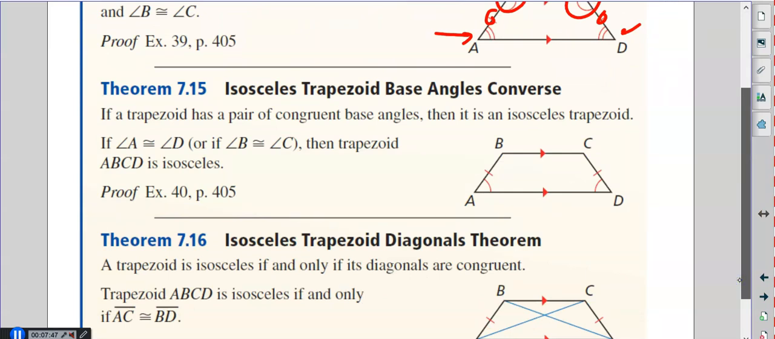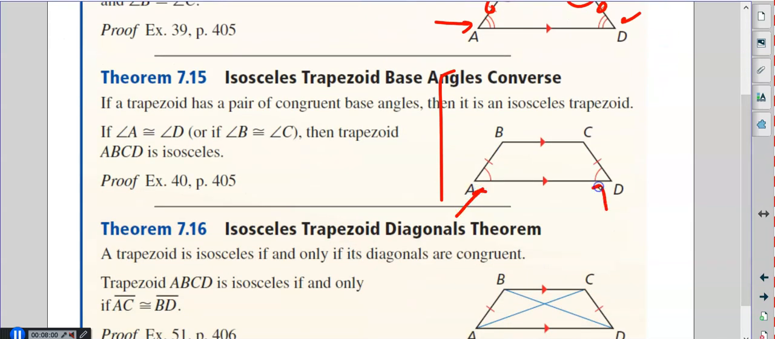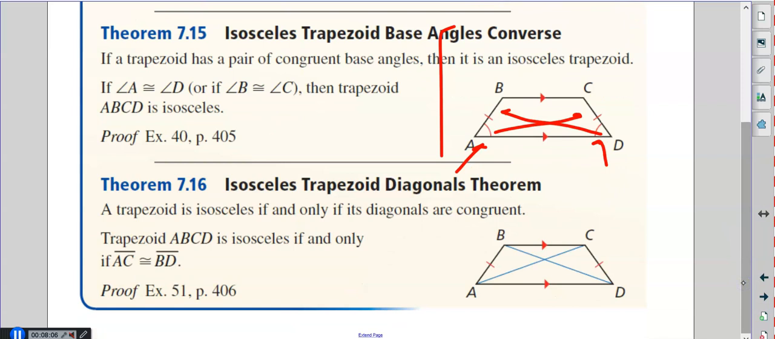Okay? Base angles converse: if a trapezoid has a pair of congruent base angles, then it's going to be an isosceles trapezoid. So as long as you know this and this are equal, then you know it's isosceles, just like we did with triangles. And the diagonals theorem: a trapezoid is isosceles if and only if the diagonals are congruent. Okay?